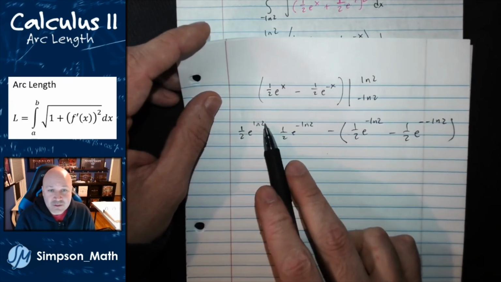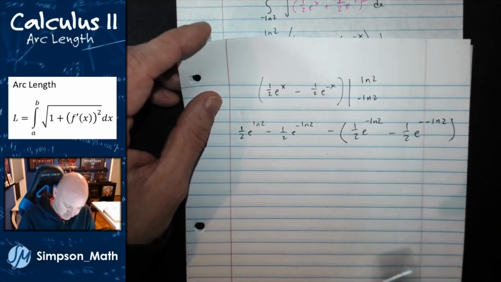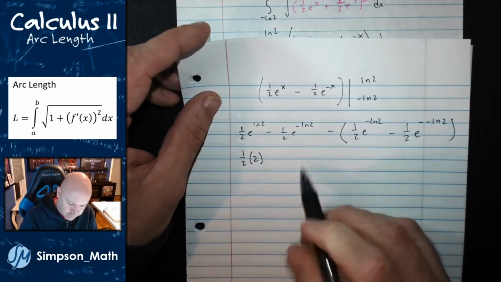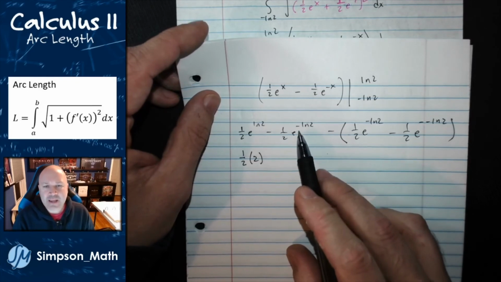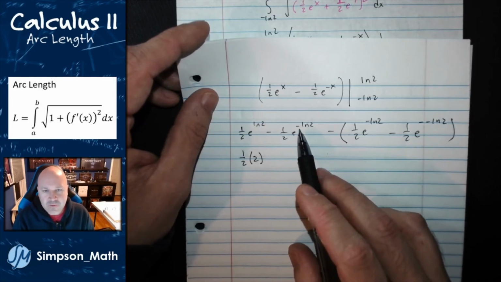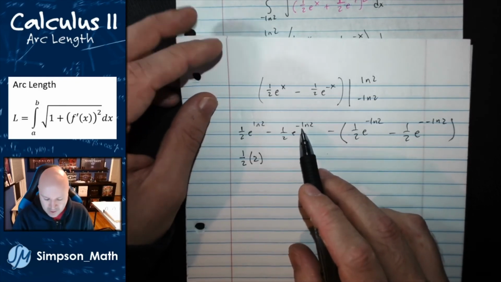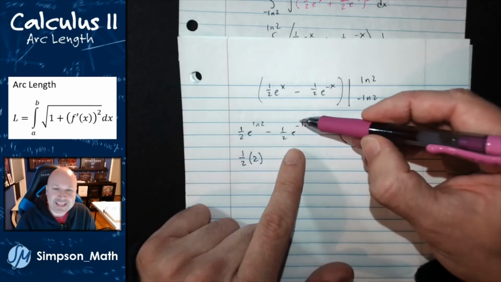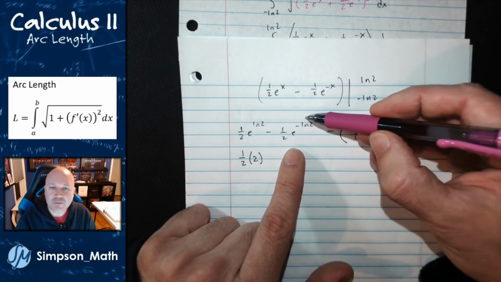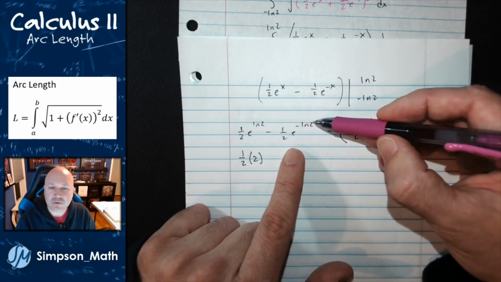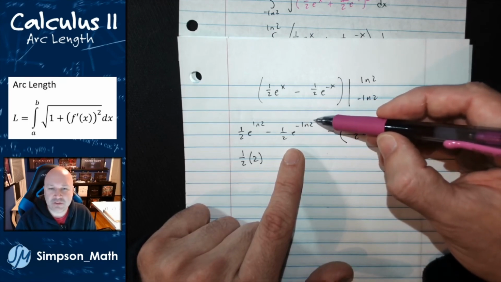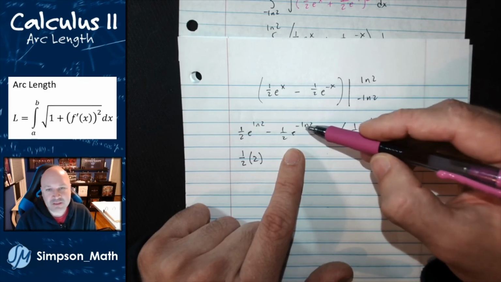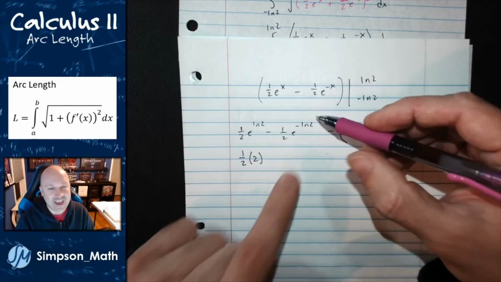e to the natural log of 2 is just 2. Now I can't really do the same thing here. The minus sign kind of gets in the way. But what we can do is we can kick that -1 coefficient up to a power of this 2. So I have 2 to the negative first. So negative ln2 is the same thing as ln of 1/2.